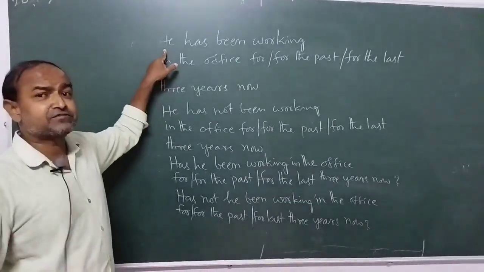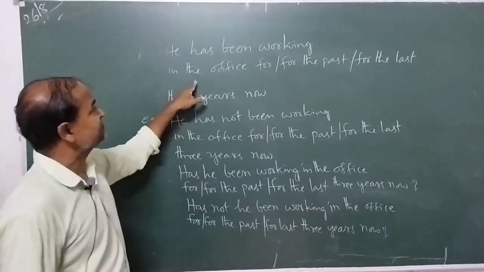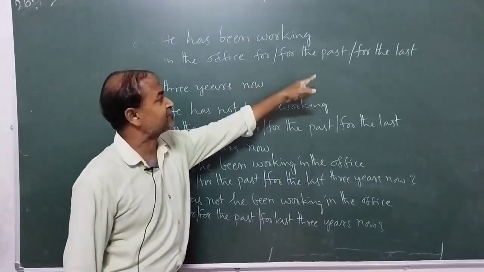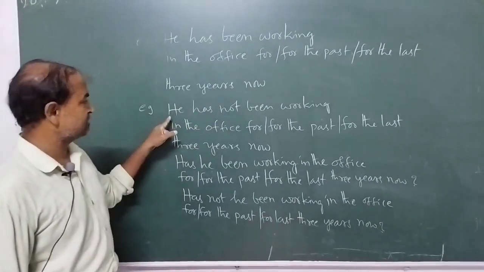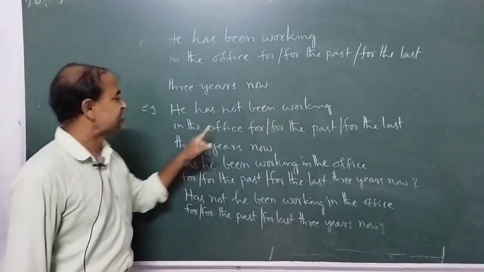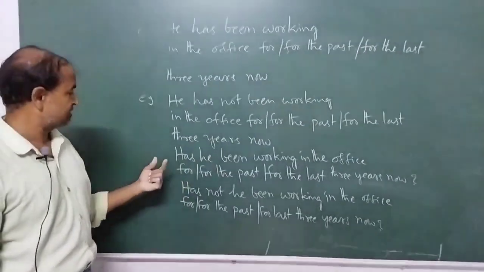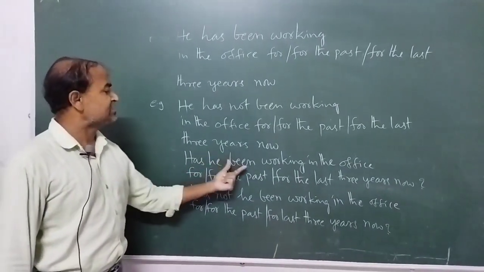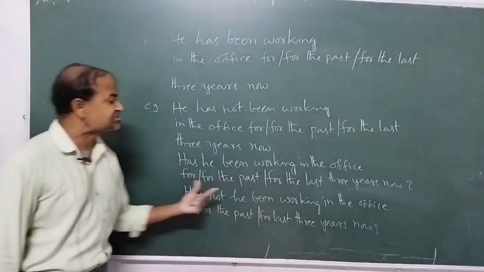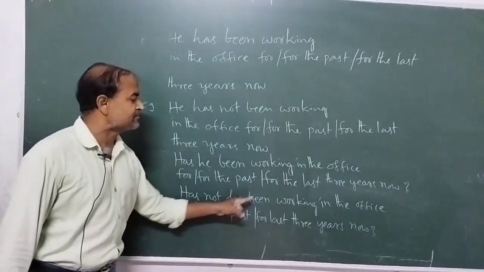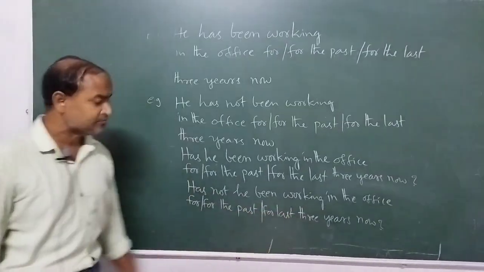Now if the subject is Vijay: Vijay has been working in the office for the past or for the last 3 years now. Vijay has not been working in the office for the past or for the last 3 years now. Has Vijay been working in the office for the past or for the last 3 years now? Has not Vijay been working in the office for the past or for the last 3 years now?